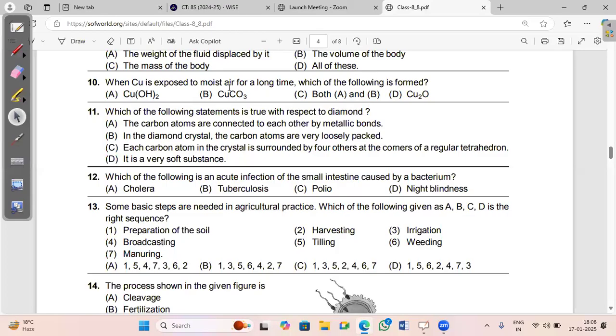Which of the following statements is true with respect to diamond? You have just 30 seconds to answer this. The correct answer is C. Each carbon atom in the crystal is surrounded by 4 other carbon atoms at the corners of a regular tetrahedron. It has a covalent bond. That's why.